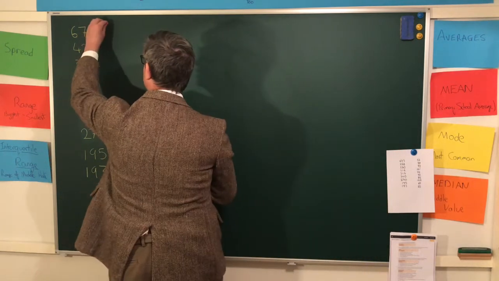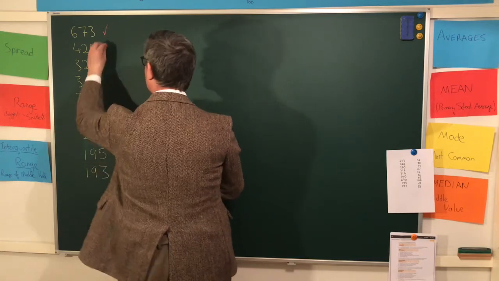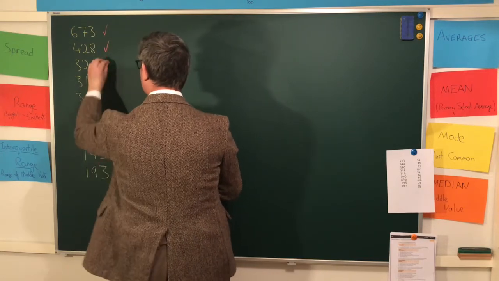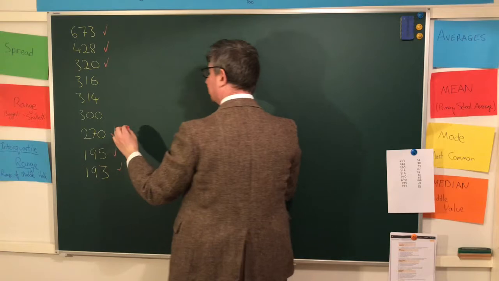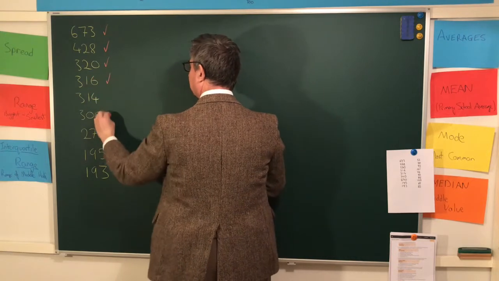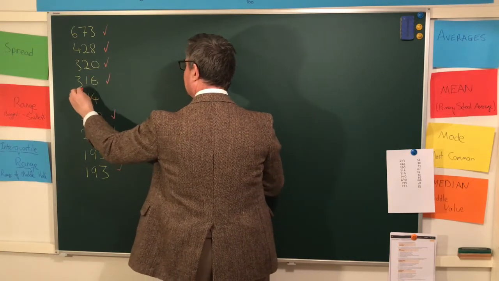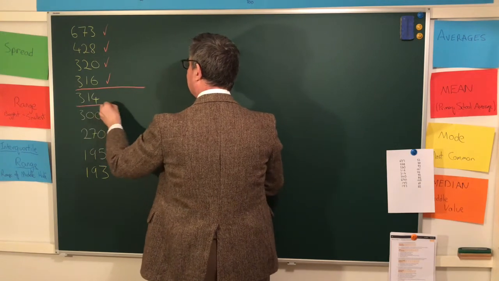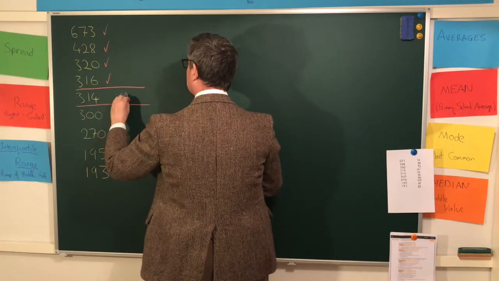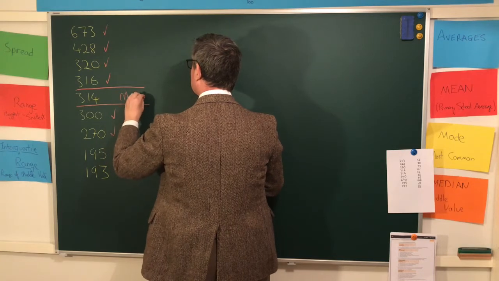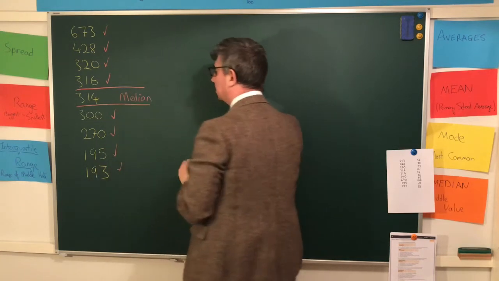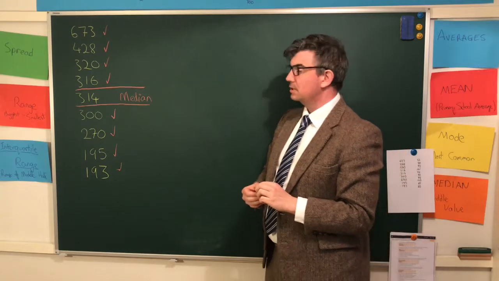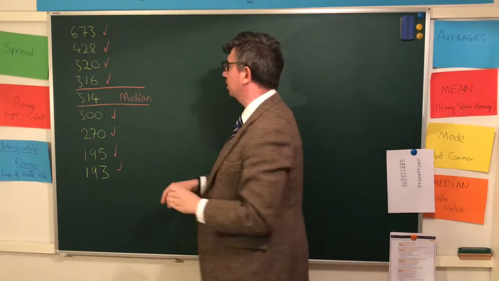So I can now go ticking, and this will lead me to my median. So I'm going to take this guy off with this guy. I'm going to take this guy off with this guy. I'm going to take this guy off with this guy. I don't know if you can see that or not. I'm going to take this guy off with this guy. Oh, and if I go one more step, I have nothing left, so I leave it there. So that guy there is the median, 314.